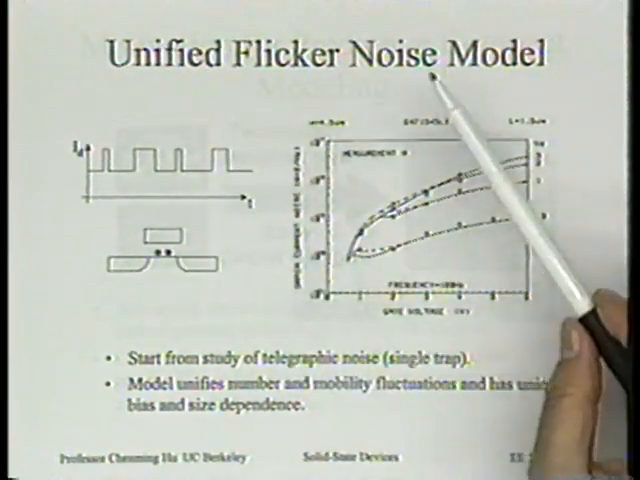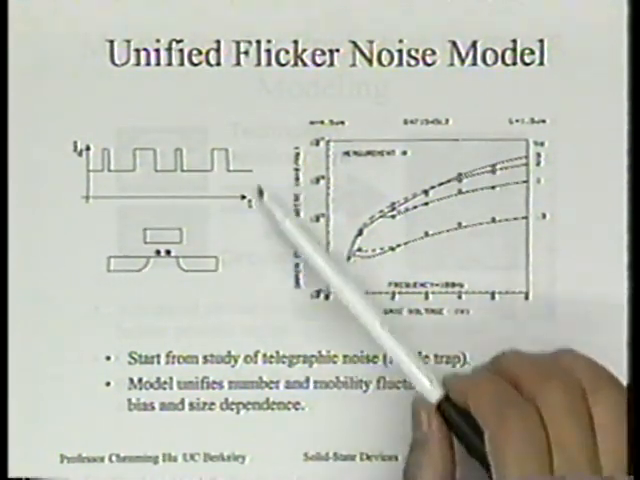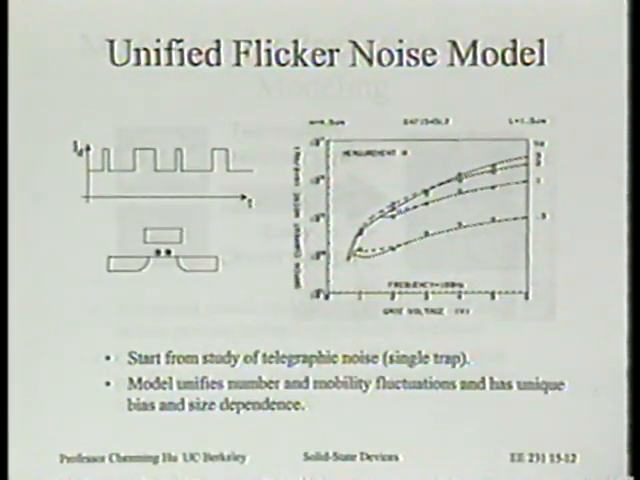But to develop that 1/f noise equation, we actually did go all the way back to this telegraphic noise to understand the relationship between mobility fluctuation and number fluctuation. Turns out we confirmed they're the same. Those two are correlated as well, and we were able to include both in one model. So that's the model that you have seen before, that's used in BSIM. Start from studying telegraphic noise using a single trap. The model unifies number and mobility fluctuations, and has very unique bias and size dependence.